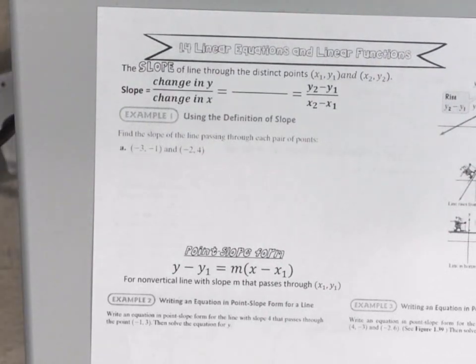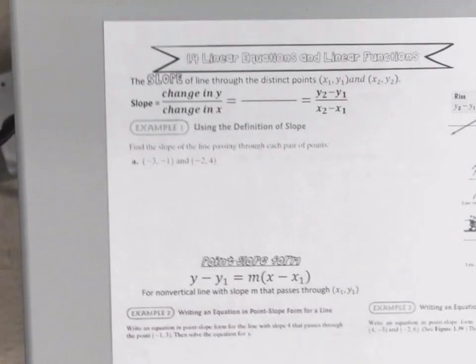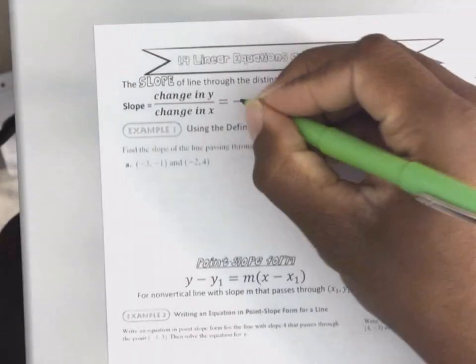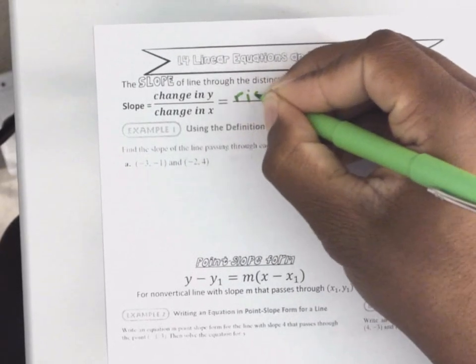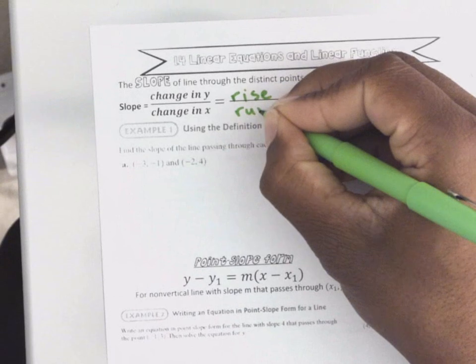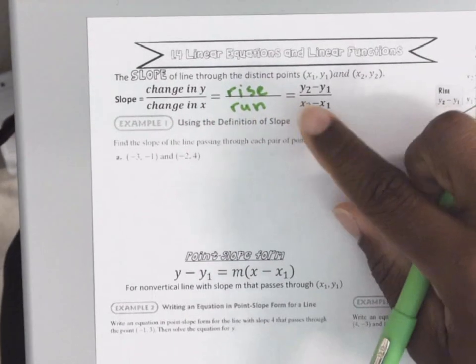So linear functions, we get started by talking about slope. Slope, you guys heard of slope before, right? Slope, we formally say the change in y divided by the change in x. You probably know this as rise over what? Rise over run. All right, so this is your slope formula.